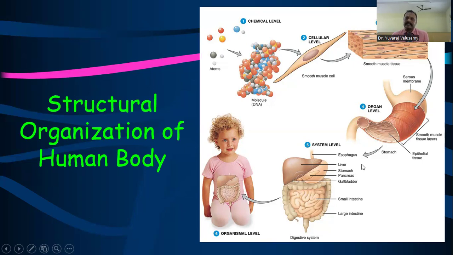Then the stomach comes to the system level. The stomach alone cannot be a digestive system; the liver, pancreas, small intestine, and large intestine are all involved. A combination of systems becomes the whole organism, in the sense of human beings or any other organism. This is the structural organization of the human body, and we will also study functional organization. The connections between the functional aspects of each organ will be studied in future classes.